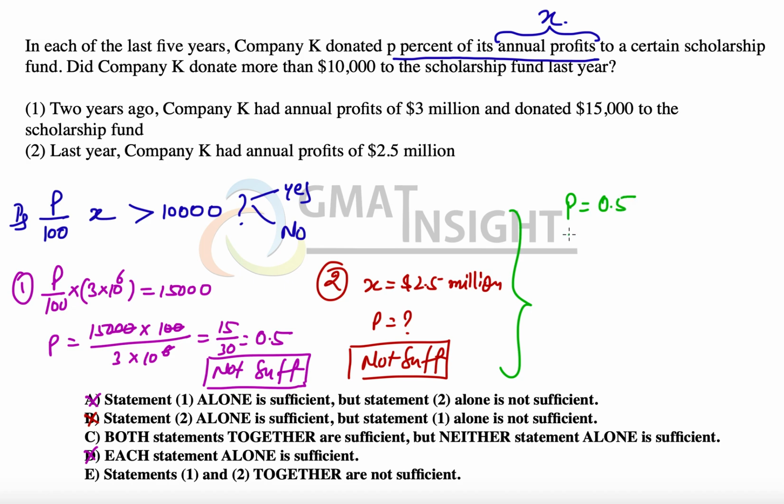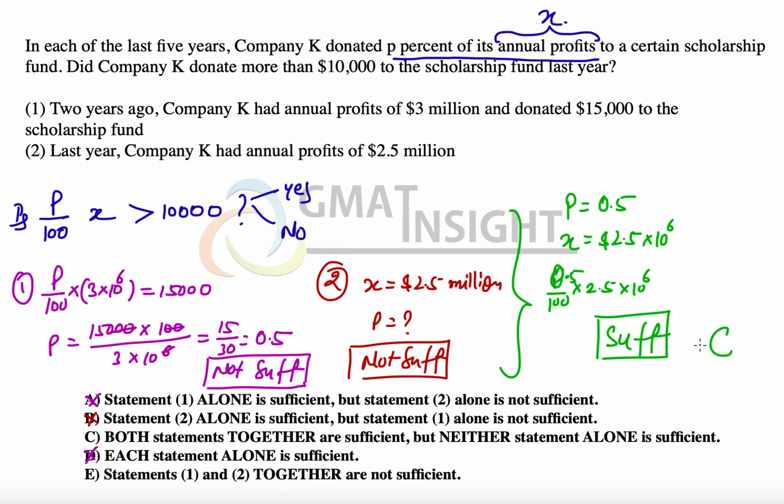to 0.5 while the value of X is equal to $2.5 million, and now we have to find out only P% of 2.5 million. Since we have the value of P which is 0.5, we can find out the exact value of this expression, and we can definitely say whether yes or no because we are getting a definite answer. So we say that the statements together are sufficient, and the final answer to the question is option C.